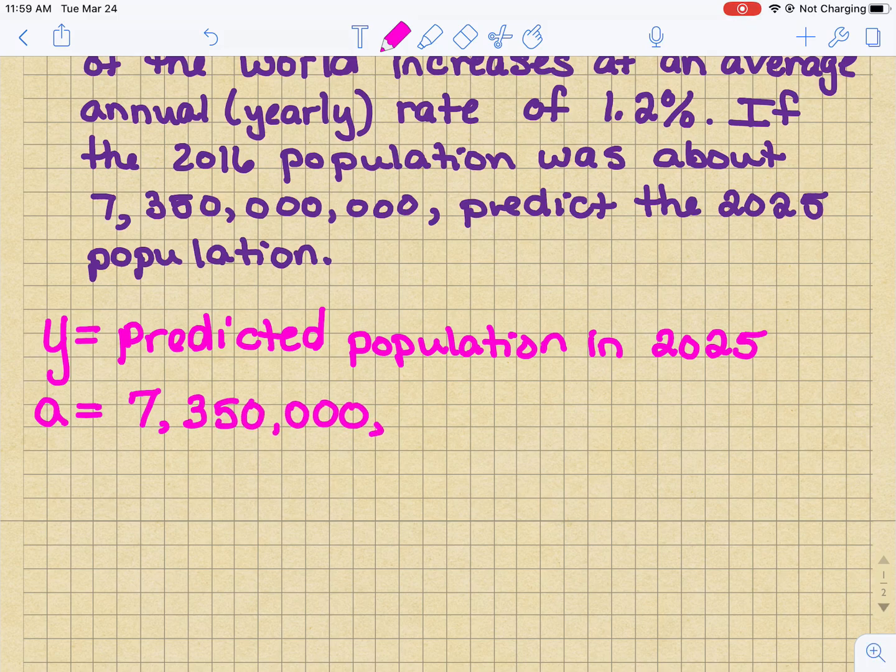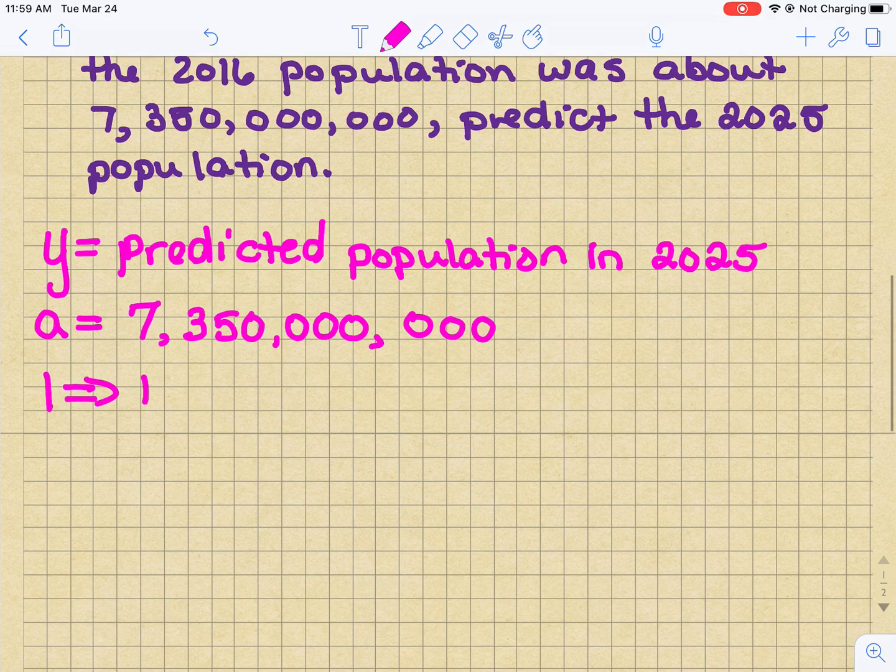And make sure you get all your zeros in there. You'll be off by a couple billion or million. Okay? 1 is always going to stay 1 because remember, that's our 100%. So that just stays as 1. So we want to add back in our original 7 billion, and now we want to add some numbers to it. So we have to talk about the R.